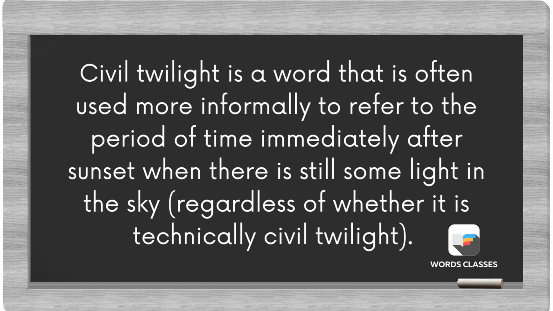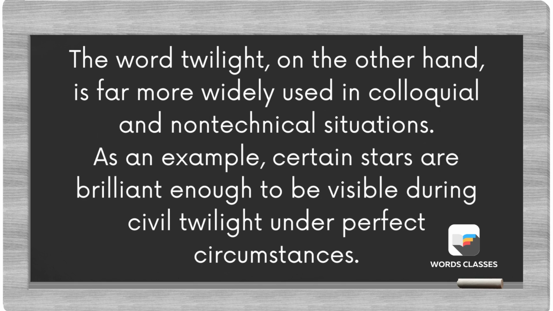Civil twilight is a word that is often used more informally to refer to the period of time immediately after sunset, when there is still some light in the sky, regardless of whether it is technically civil twilight. The word twilight, on the other hand, is far more widely used in colloquial and non-technical situations.